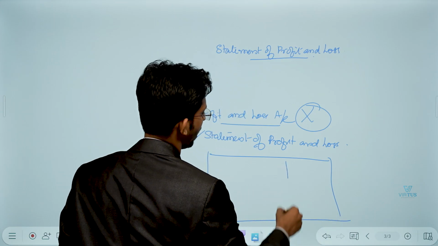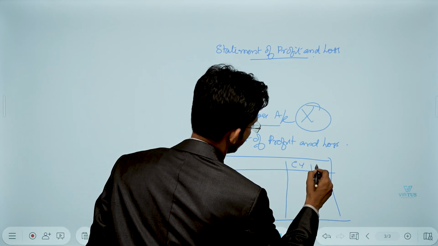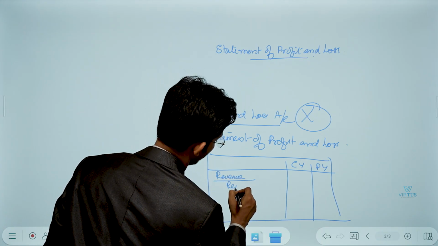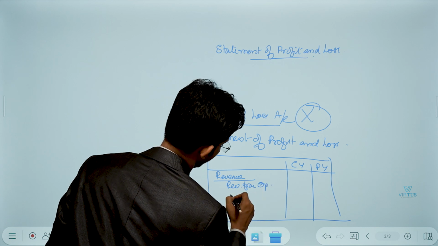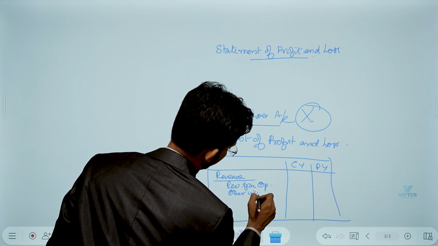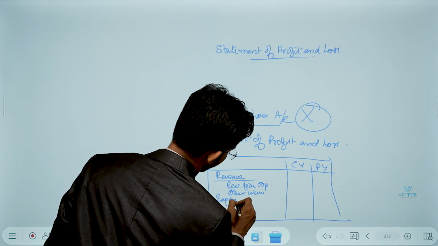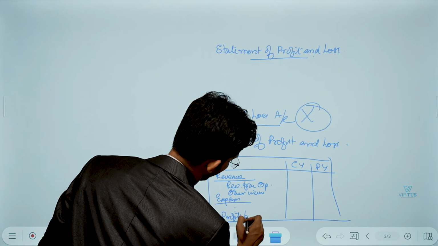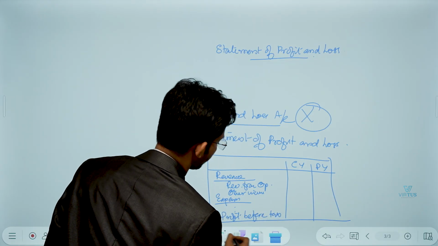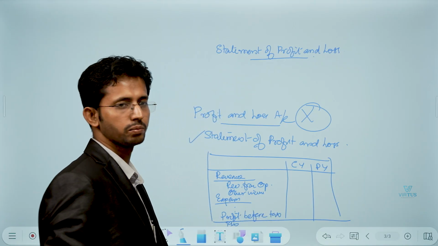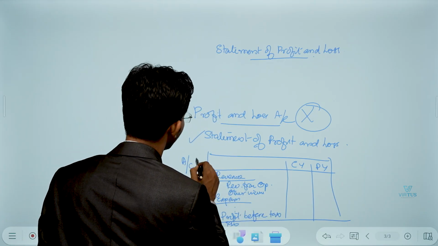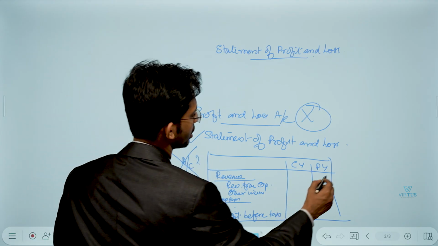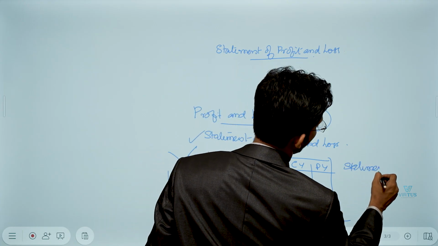you have a conventional format. You have current year, previous year. It starts with revenue. You have revenue from operations, then other income, then you have the expenses categorized one by one. After that we have profit before taxes, and after that you have tax, like that it goes on. Is it an account? No, it is not an account. It is not in the form of an account. It is in the form of a statement.